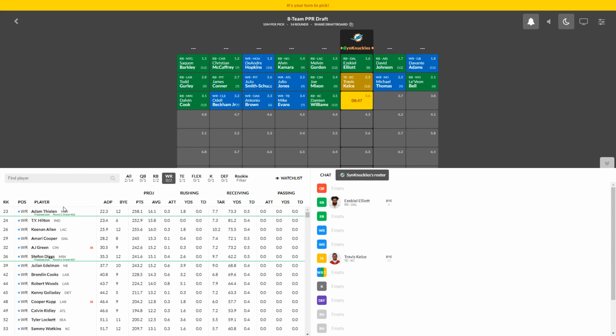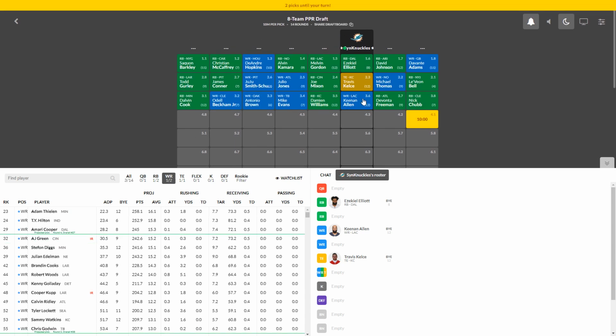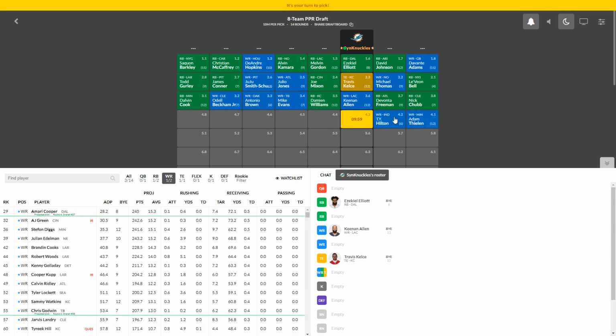What are the receivers available? Thielen. All right, I think we're going to go safer here and go with the stud receiver. I like all these guys except for AJ Green. I would not draft AJ Green. I've said that countless times. I'm going to go Keenan Allen because I haven't picked him. After Keenan Allen, Devonta Freeman, Nick Chubb, Adam Thielen, T.Y. Hilton, and then it's my pick.